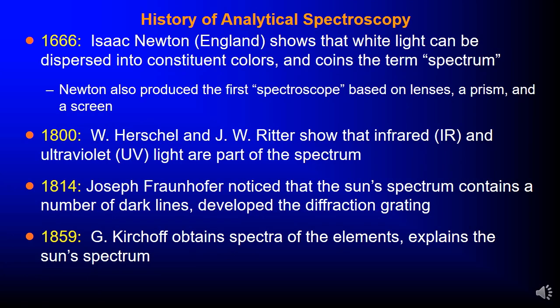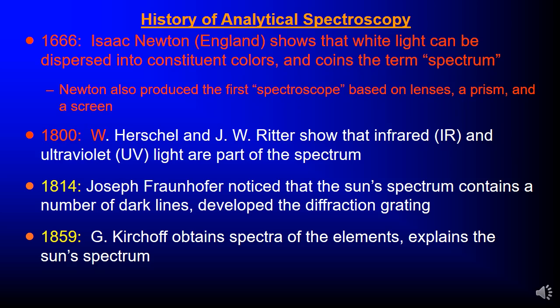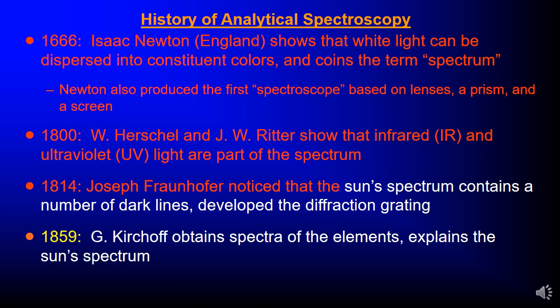So, history of analytical spectroscopy. In 1666, a researcher called Isaac Newton discovered that white light can be dispersed into constituent colors, and he went ahead and produced the first spectroscope based on lenses, a prism, and a screen.